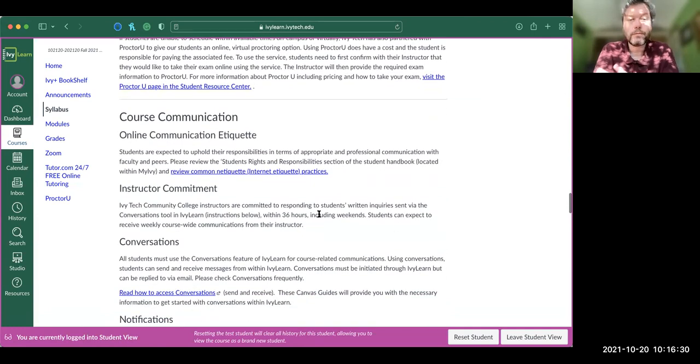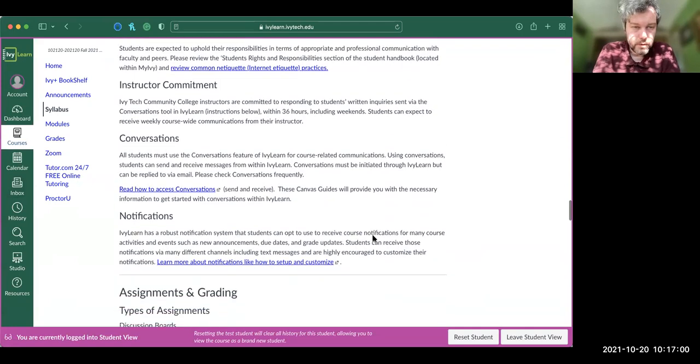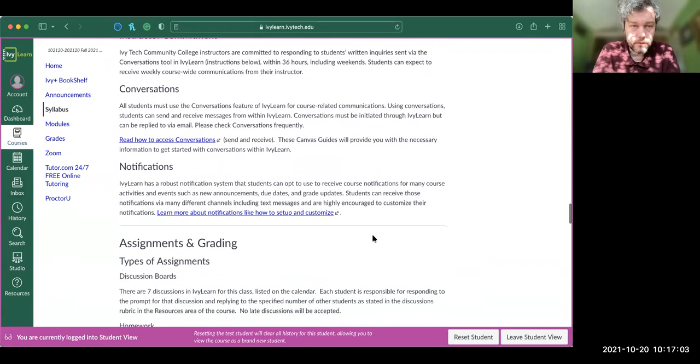Online communication: please do not hesitate to email me at any time. You will not bother me. I will respond to you as quickly as possible. You can either email me or you can use the inbox feature and message me. I prefer if you do it that way, because then it tells me what class you're in. But never hesitate to get a hold of me.